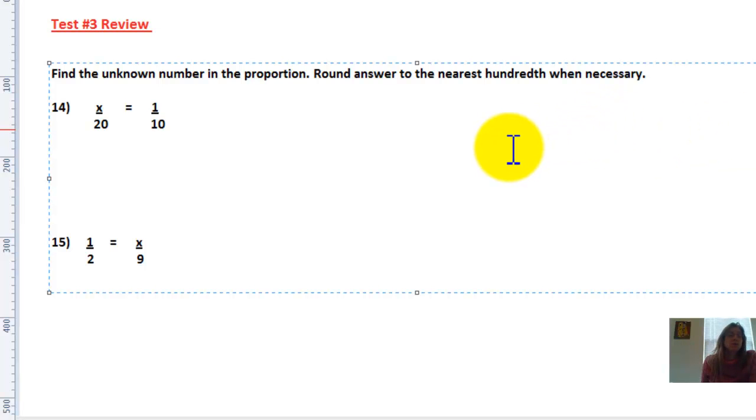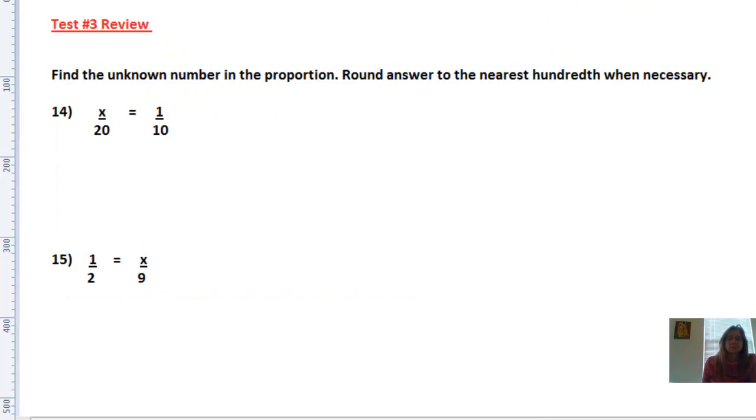So test 3 review questions 14 and 15. We're going to find the unknown number, which is the x, in the proportion. And then we'll round the answer to the nearest hundredth. Alright, so what we know about proportions is that when you have this times this number here, it is going to equal this times this number. So let's write that down, what I just said.